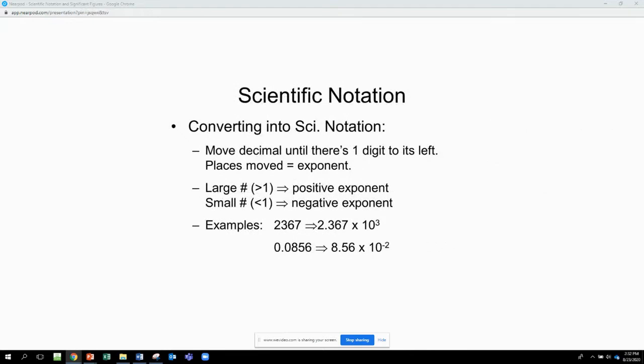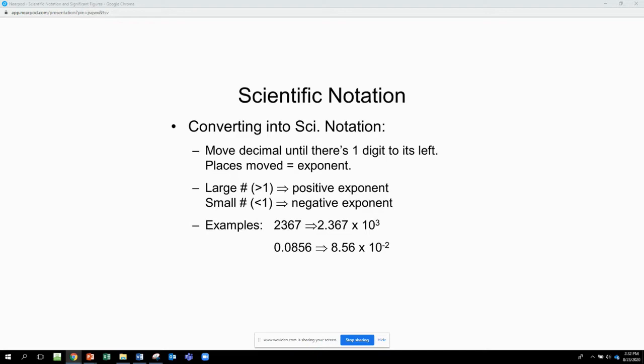If you want to convert a number to scientific notation, all you're doing is moving the decimal until there is one digit to its left. What that means is you want to move the decimal so it's after the first non-zero digit. The number of places that you move the decimal is going to be your exponent. If your original number was larger than 1, you're going to have a positive exponent. If your original number was smaller than 1, you're going to have a negative exponent.